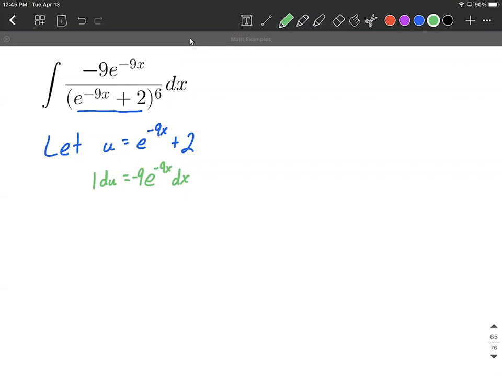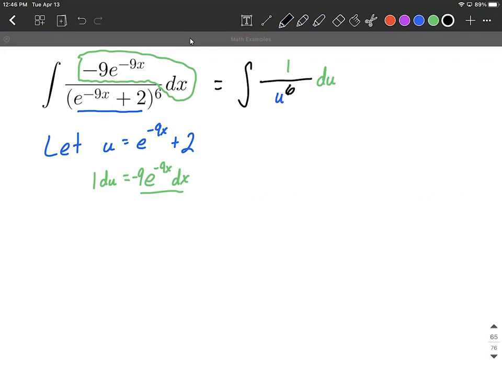What's going to happen in this example is all of this, the entire numerator, and the dx off to the side is the same thing that we calculated over here. So we can replace that all with a 1 du. So taking a look at substituting things in, we get a 1, and I'll go ahead and put the du off to the side, all of that replaced with the negative 9, e to the negative 9x dx. In the denominator, we're going to replace e to the negative 9x plus 2 with u, and that's still going to be raised to the 6th power.